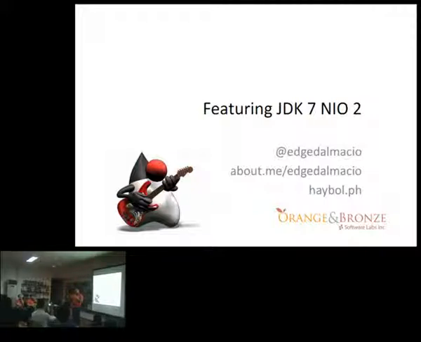NIO 2. The reason why they call it NIO is because in Java 6 they have NIO, new IO. So may new IO na naman sila, so para sa new IO, but instead of doing that, they just decided to call it NIO 2. N2IO. New IO. Hindi, hindi ako nasabi.